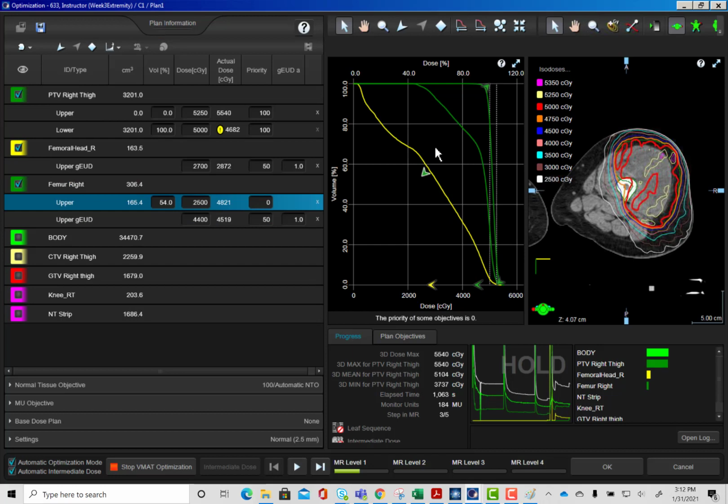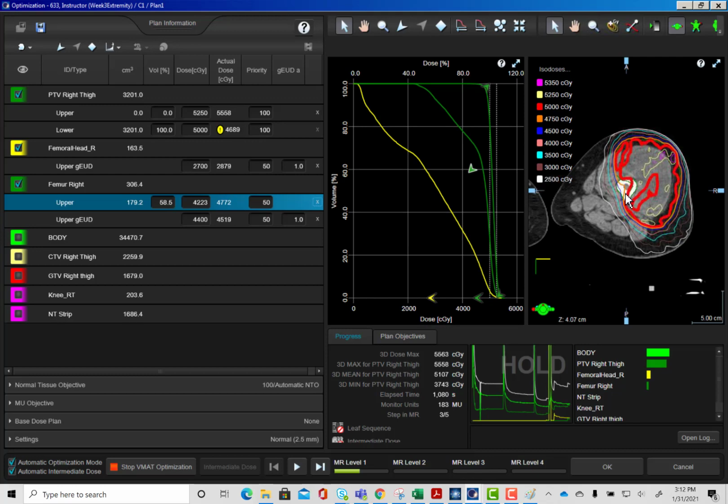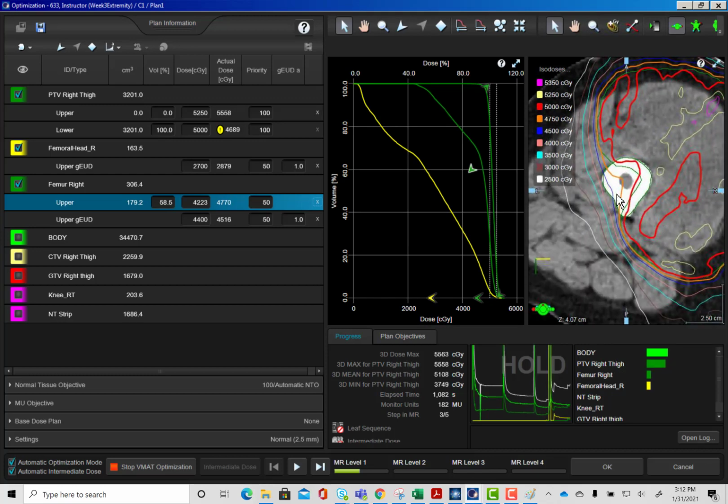What I will do is add an upper and just try to get some of these high isodose levels to curve inside of that bone. So maybe that 45 gray line. Let's see if we can get that to carve out of that bone a little bit. So we'll let it think about that.